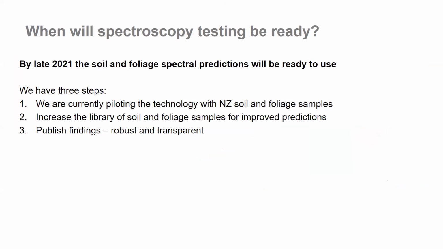So when will spectroscopy testing be ready? By late 2021, next year, the soil and foliar spectral predictions will be ready to use. We have 3 steps to do. We're currently piloting the technology with New Zealand soil and foliar samples. We will then increase the library of soil and foliar samples for improved predictions and then publish the findings.